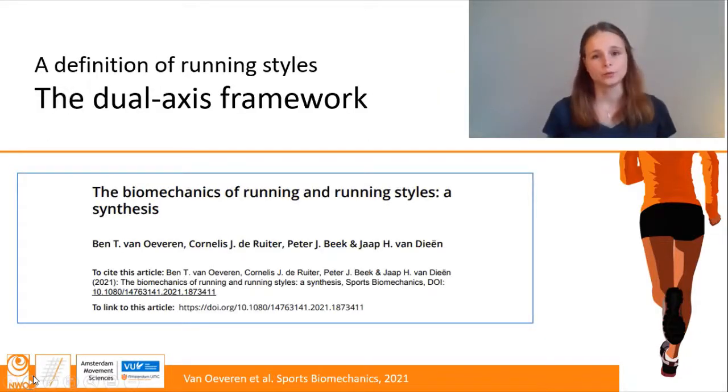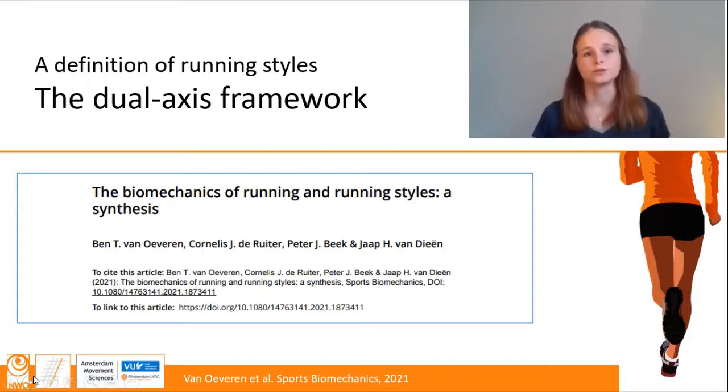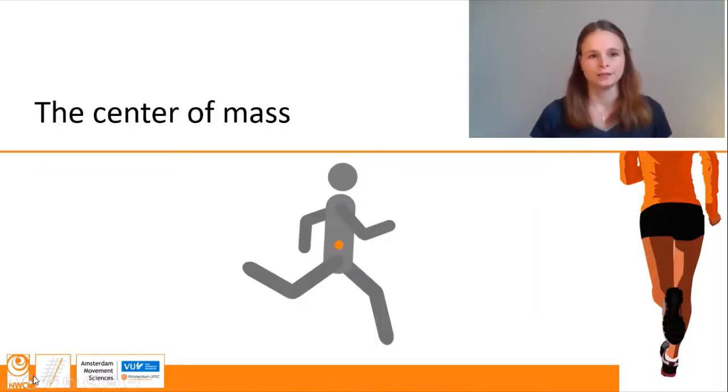Well, recently a paper was published which introduced the dual axis framework. This framework states that the running style of a runner at a certain speed can be described using only two parameters. I will shortly explain to you how this works.